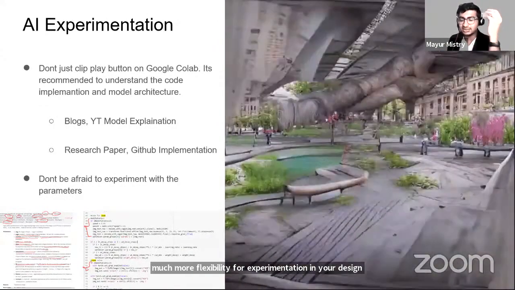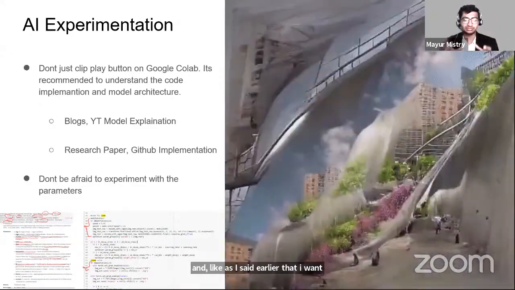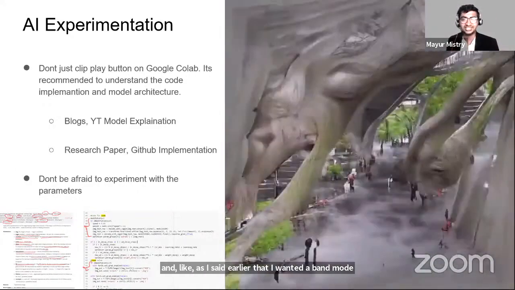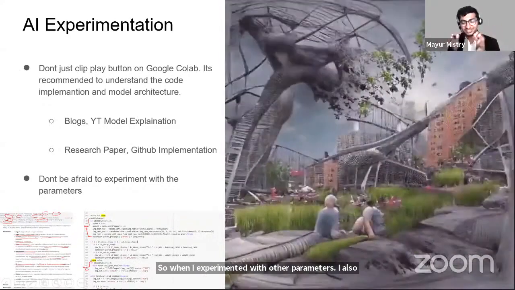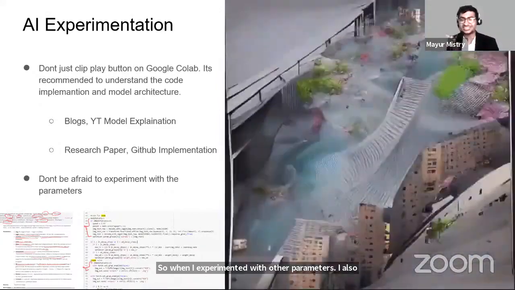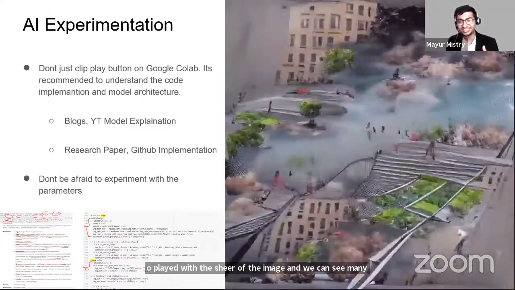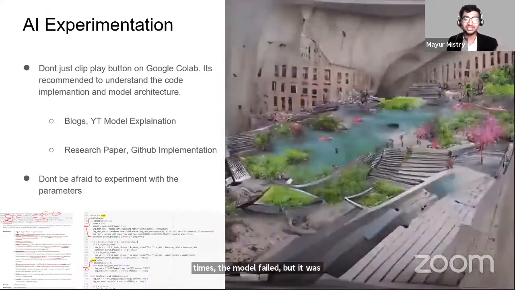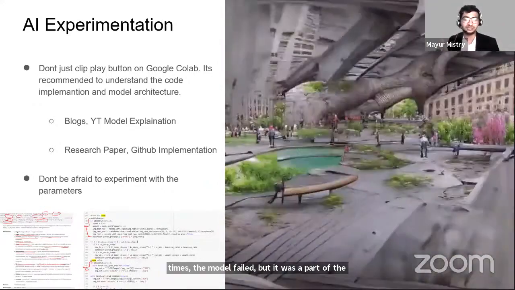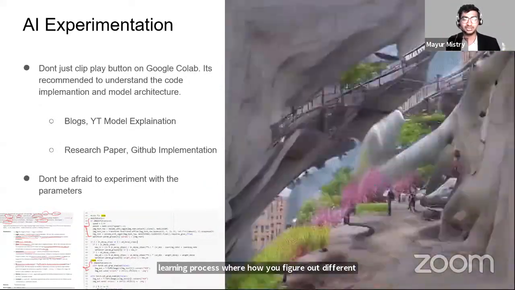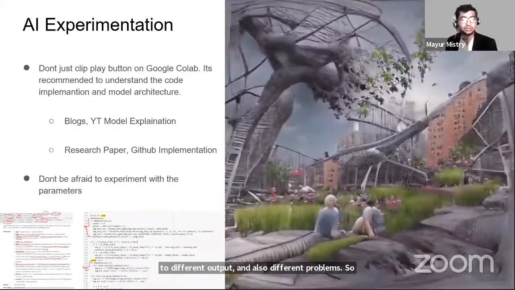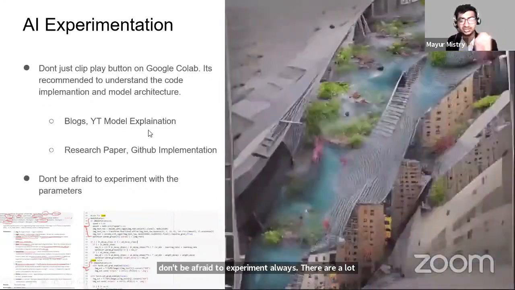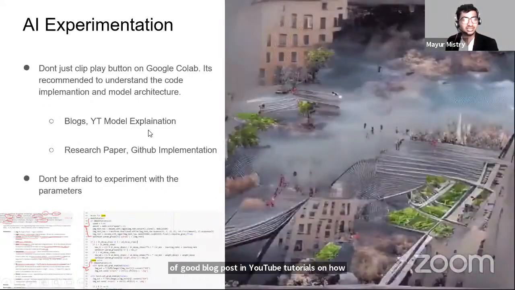And like as I said earlier, I wanted a pan mode and walkthrough mode in my clip navigation. When I was experimenting with other parameters, I also played with the shear of the image, and you can see many times the model failed, but it was part of the learning process, how you figure out how different parameters can lead to different output and also different prompts. So don't be afraid to experiment. There are a lot of good blog posts and YouTube tutorials on how this model works.